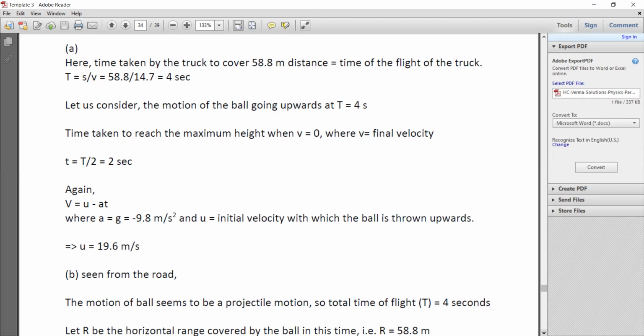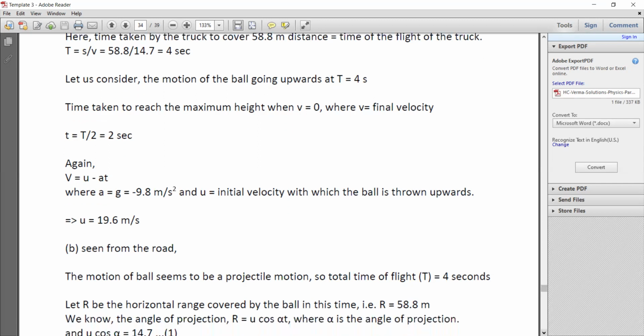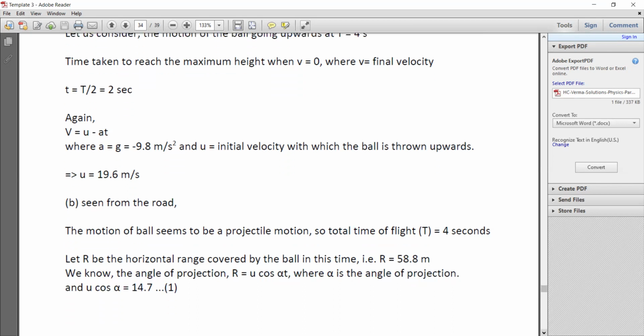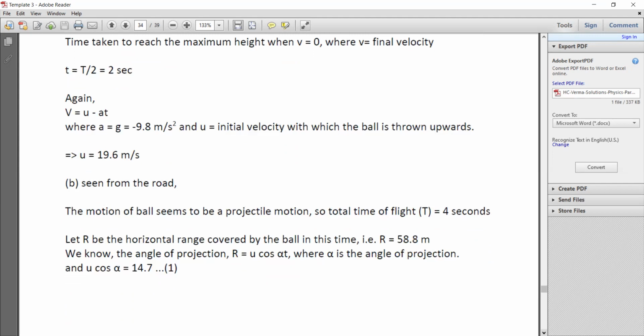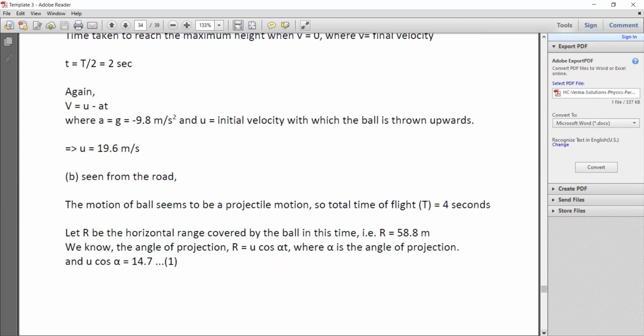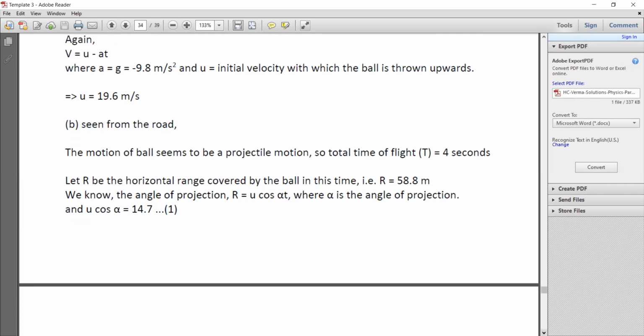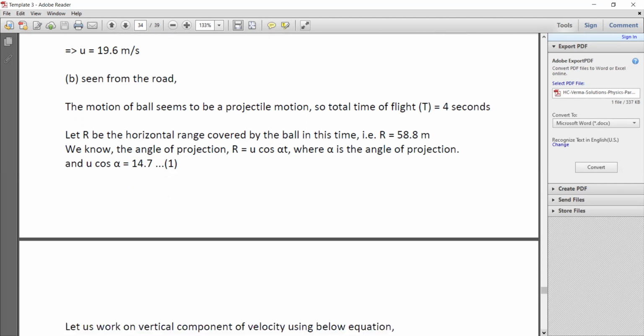Let us consider the motion of the ball going upwards at T equals 4 s. Time taken to reach the maximum height, where V equals 0, V being the final velocity, is T by 2 equals 2 seconds. Again, V equals U minus AT, where A equals G equals minus 9.8 meters per second squared and U equals the initial velocity with which the ball is thrown upwards. This gives U equals 19.6 meters per second.